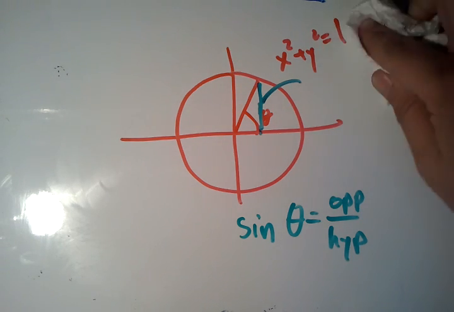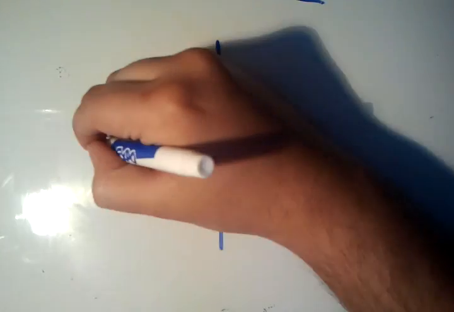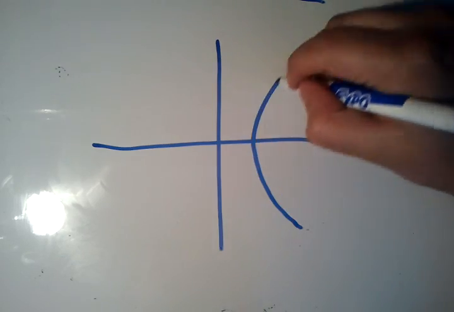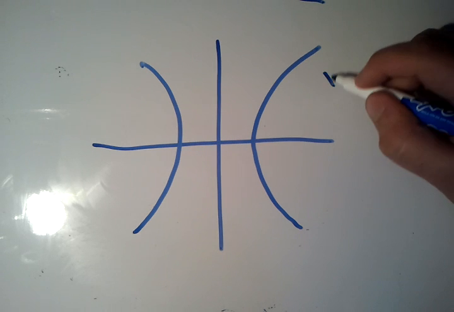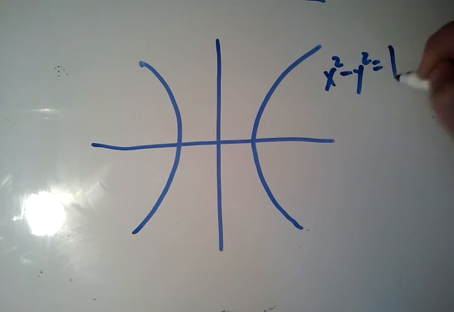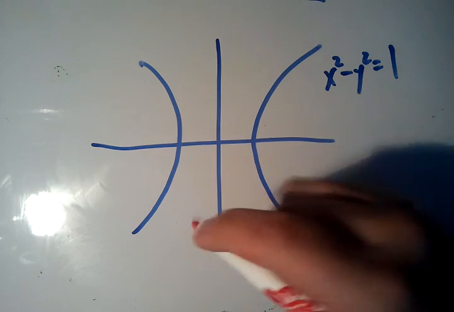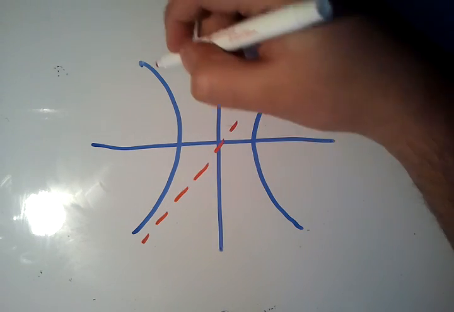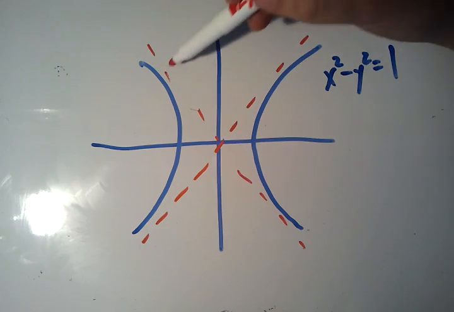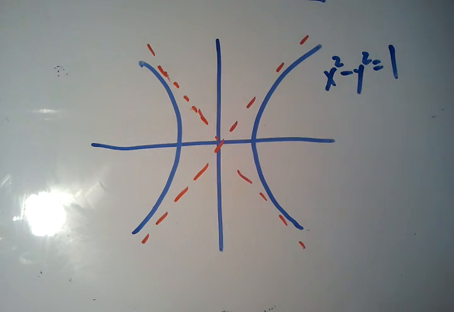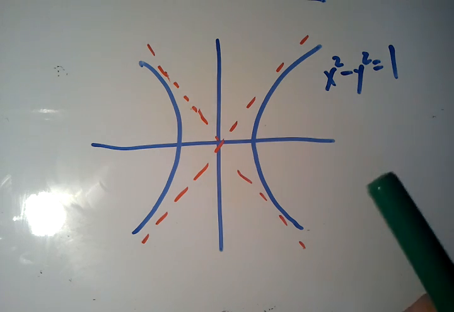Now, hyperbolic trigonometric functions are, surprise, based on a hyperbola. So if we draw a unit hyperbola, it's just going to look like this. I'll try to draw it as nice as possible. And this is given by x squared minus y squared equals 1. And I'll draw in the asymptotes, which pass through the origin. Okay, this came out bad.